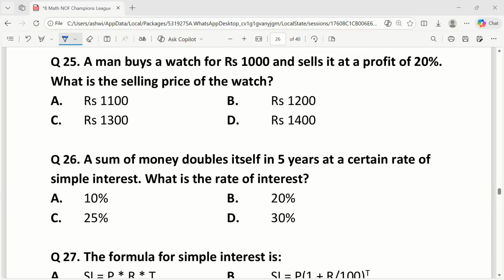Question 25. A man buys a watch for rupees 1000 and sells it at a profit of 20%. What is the selling price of the watch? The cost price of the watch is 1000 and the profit is 20%. So profit is equal to cost price into profit percent upon 100.